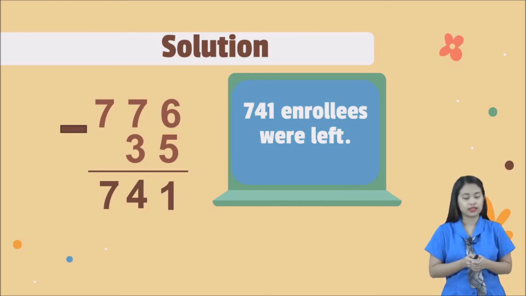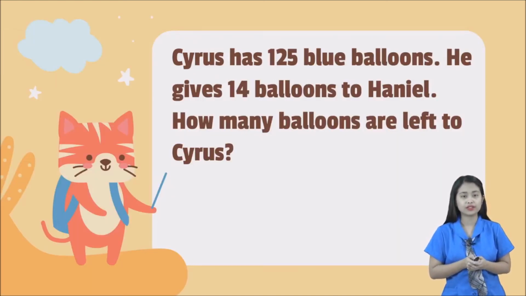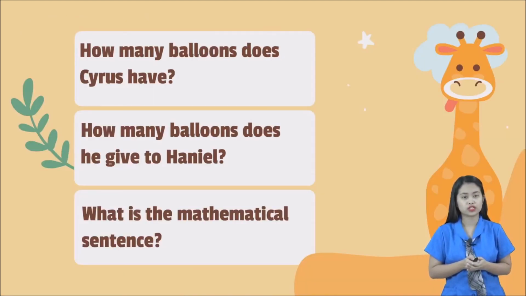Now, let us move on to the second problem. So Cyrus has 125 blue balloons. He gives 14 balloons to Haniel. How many balloons are left to Cyrus? So the first question is, how many balloons does Cyrus have? Okay, they are 125 balloons.